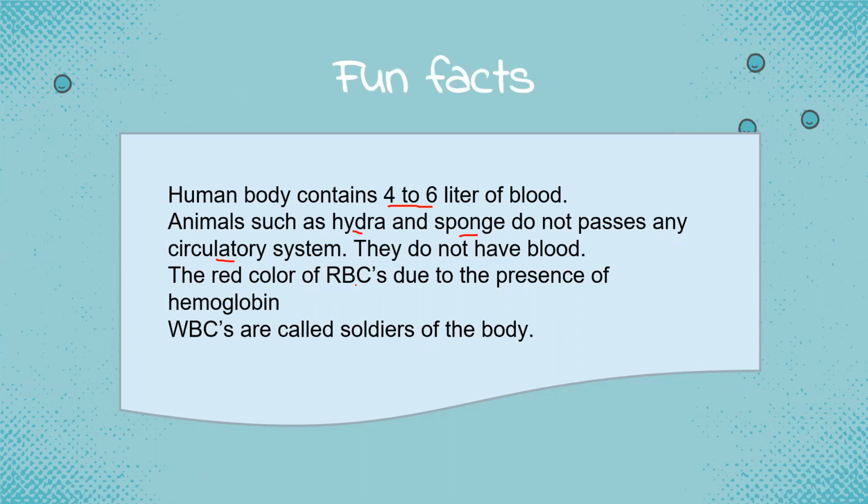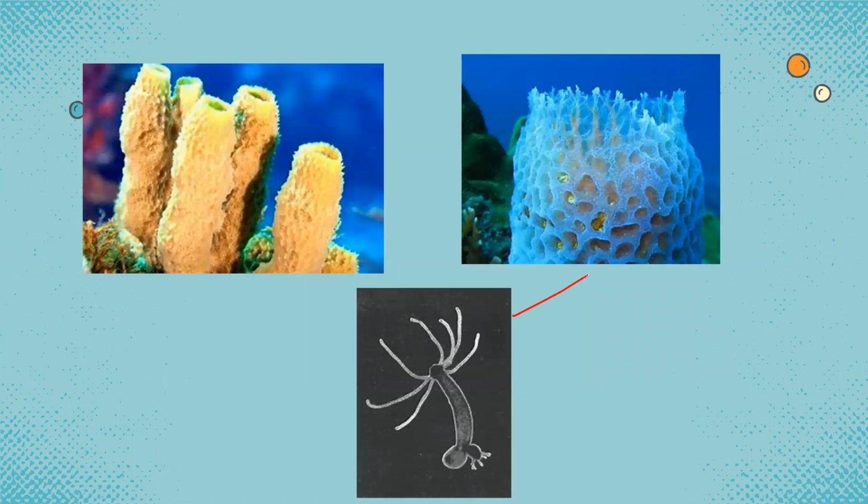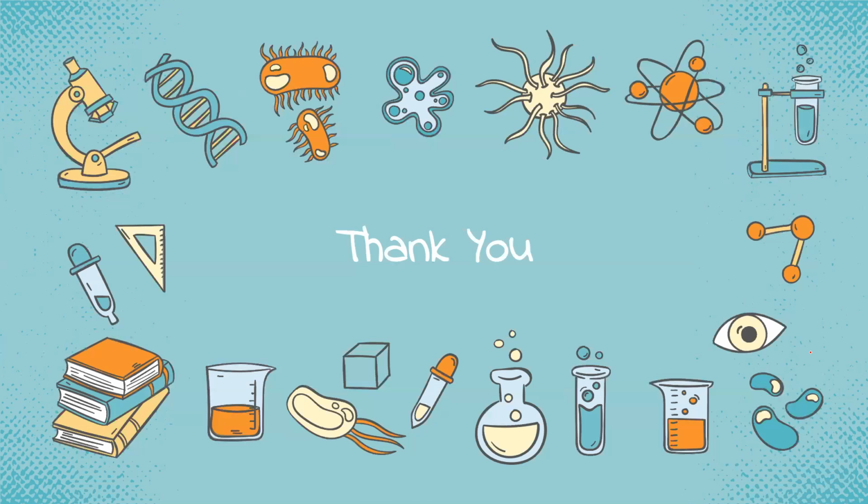And the red color of the red blood cells is due to the presence of hemoglobin, and white blood cells are also called the soldiers of the body, as we know that they protect our body from infections. And this is hydra and this is sponge. These two do not have any circulatory system because they do not have blood.